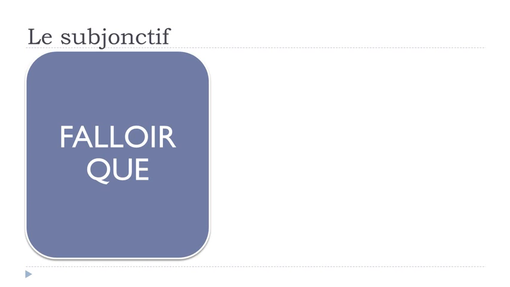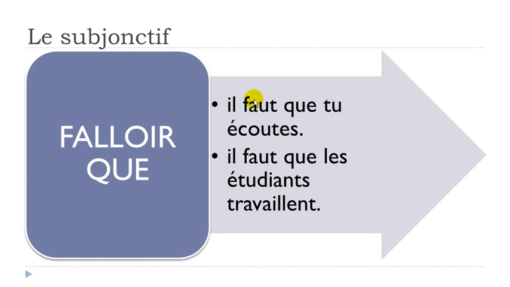So for example, we'll have this verb falloir and then the construction falloir que. So you will see that when we talk about le subjonctif, each time we will have que after the verb, and then the following verb will be in the subjunctive form. Okay, so that's the concept. All right, so for instance, if we have a look at these sentences. So, falloir, it's to need, to have to, okay? Il faut que tu écoutes, all right?